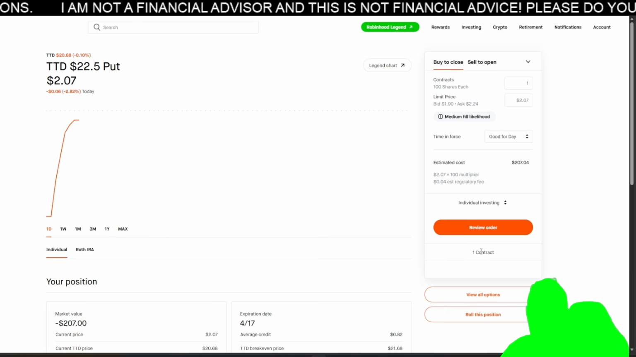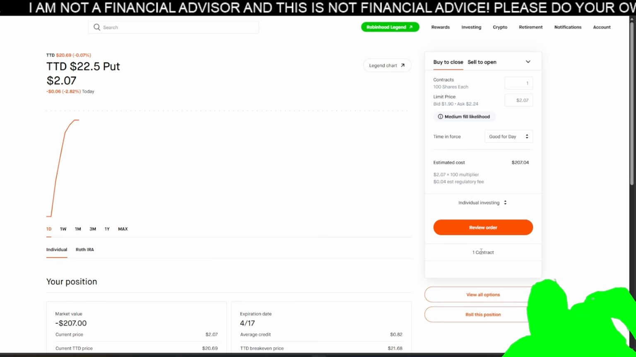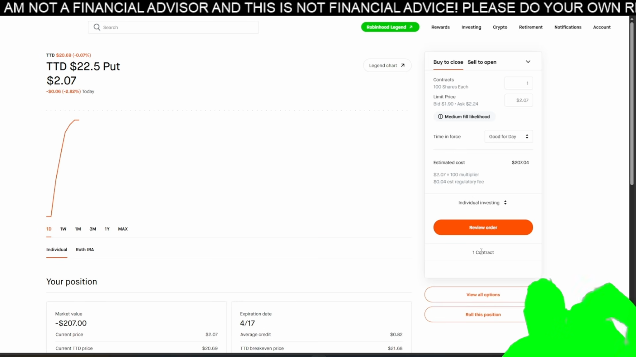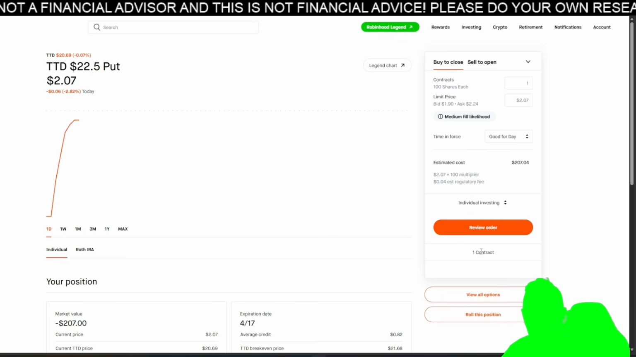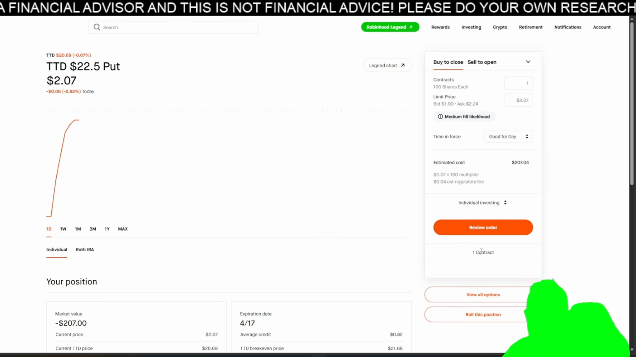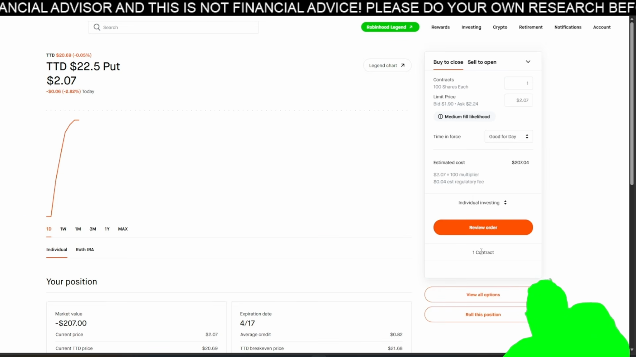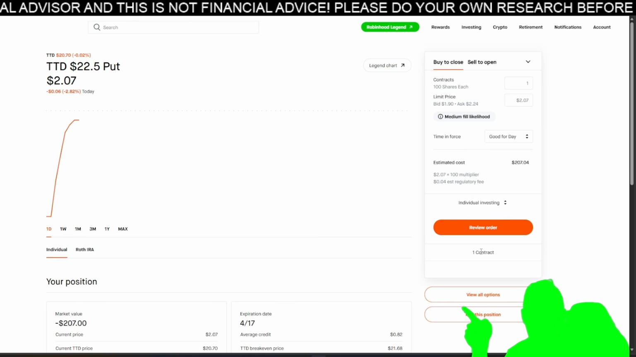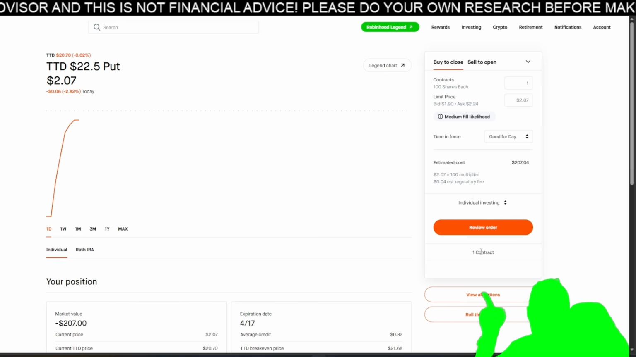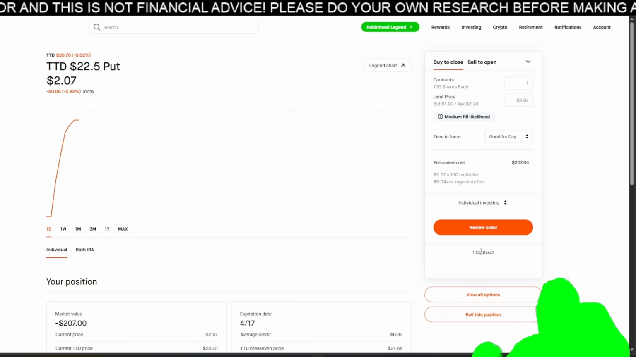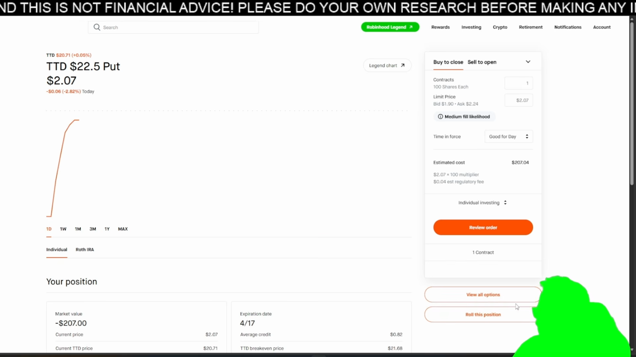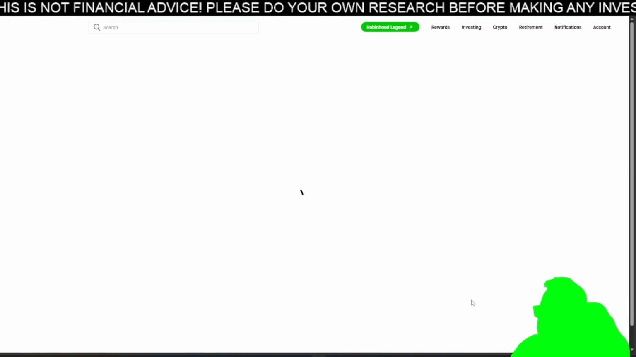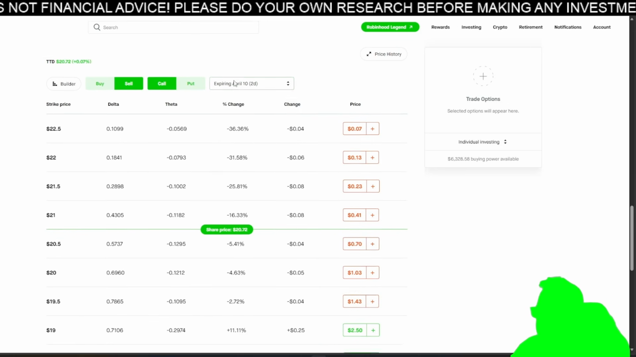Half the wheel is doing that. The second half of the wheel is to now sell covered calls on the other side. Because remember, you need 100 shares of a stock to then sell a covered call. Well, I just bought 100 shares of Trade Desk at this price. So now I would go out and sell a covered call. You go to the options chain here, and you would go to sell a call option.